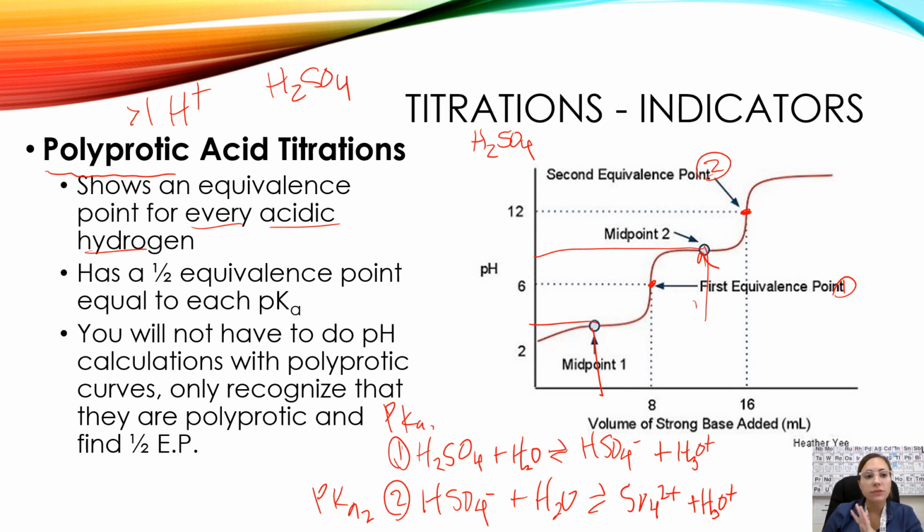Now, you are not going to have to do any pH calculations for a polyprotic acid curve. All you're going to need to be able to do is, if I showed you this curve, recognize that it's a polyprotic acid with two hydrogens, and recognize that each midpoint corresponds to the pKa of each subsequent hydrogen, and that's it.